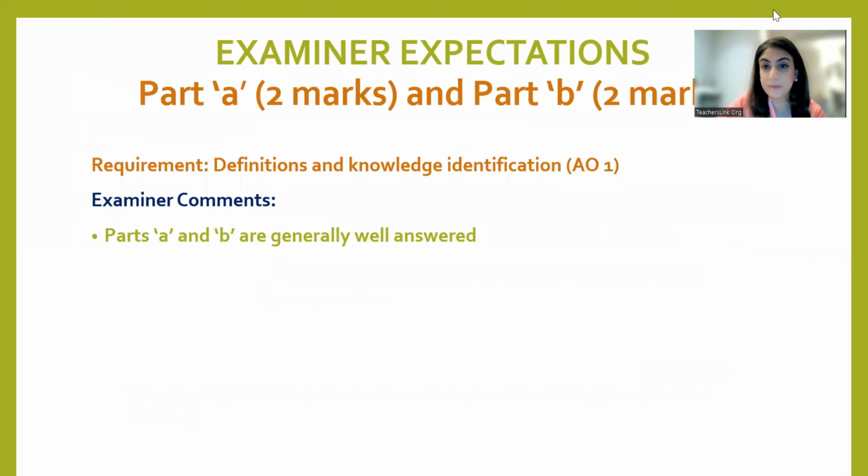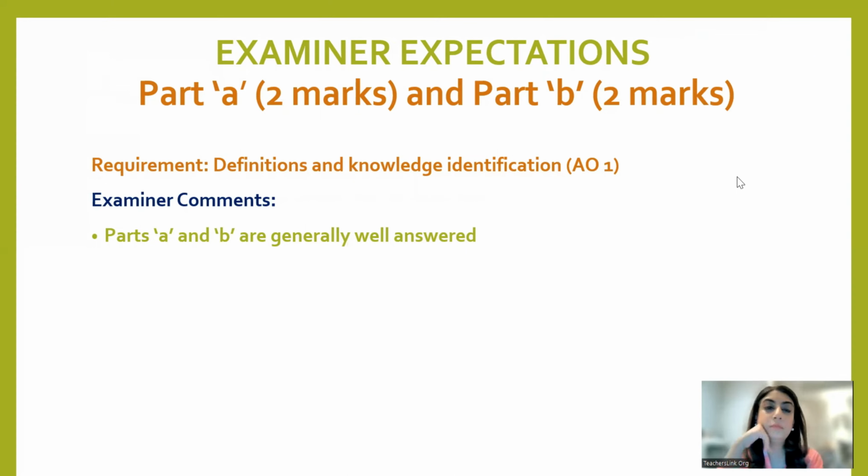Now, when we look at the problems, examiner expectations for parts A and B are either a definition, a calculation question, or an identification question. For example, identify 2 features of a sole trader, or identify 2 reasons why you would want to increase market share. This is what the expectation generally is. And the examiner has commented that these are generally well answered, so fewer students are losing marks in parts A and B.